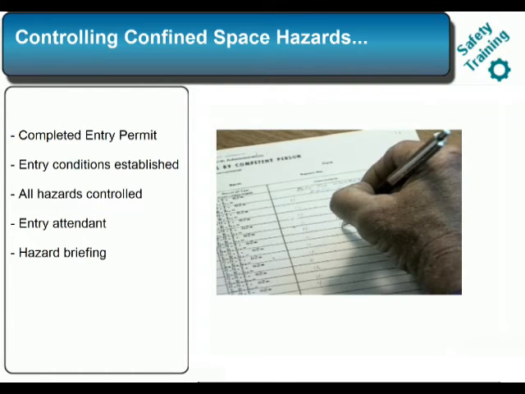Before entry into dangerous confined spaces, an entry permit must be completed and safe entry conditions established. All hazards must be controlled or eliminated. An entry attendant must be posted at the access to the space, and a person entering must be briefed on all hazards and procedures.